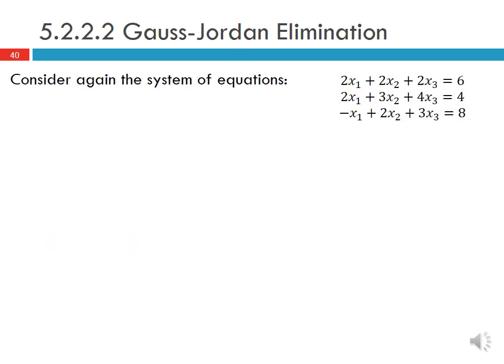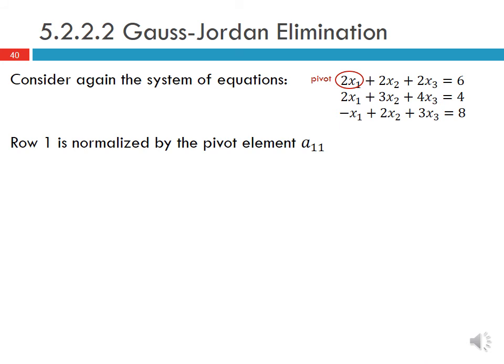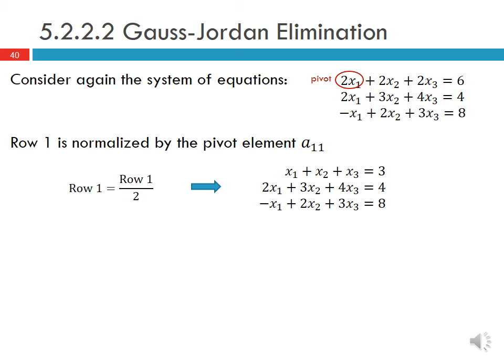So let's again consider our same system and go through the Gauss-Jordan elimination algorithm. We start with our pivot element. The first thing we do is normalize our pivot row by the pivot element. So row 1 is normalized by a11. Basically, row 1 is equal to row 1 divided by 2. That gives us the set of equations here, and you can see that now the coefficient of x1 in my first row is 1.